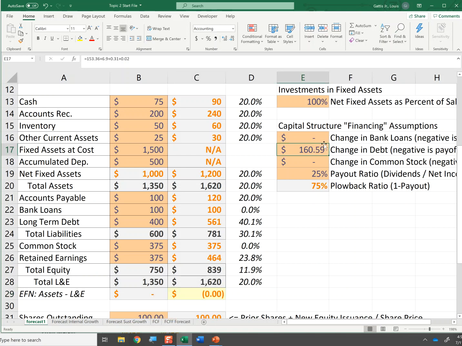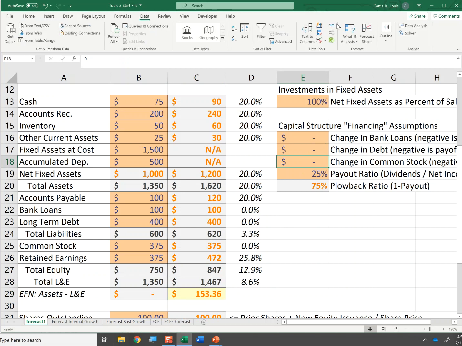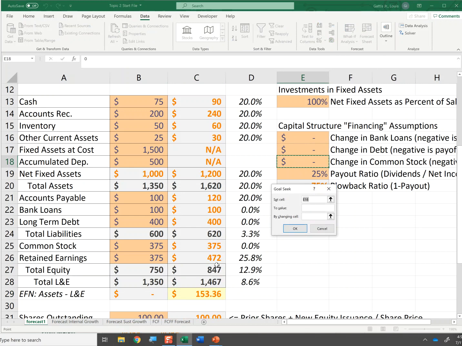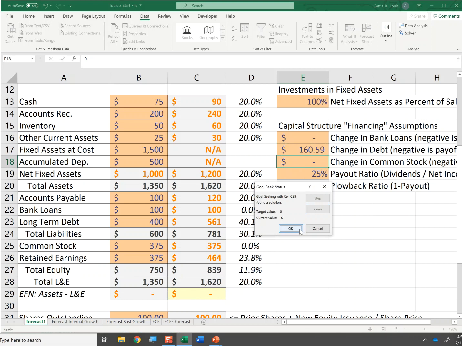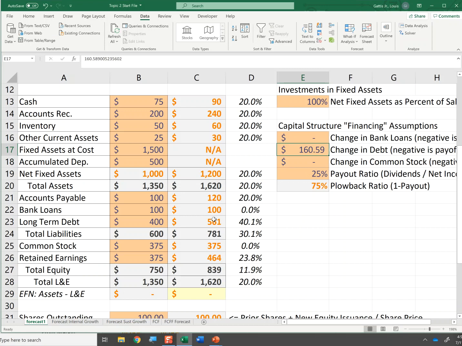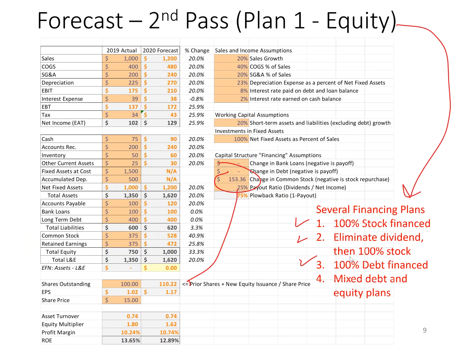Now another way to do this, instead of this iterative process, is to go to Data, What If, Goal Seek, set external funds needed to a value of 0 by changing the debt balance. And there's the 160.59. Hit OK. So that's another way of doing it. It's using Excel's Goal Seek tool. So that's another way. It's 100% financing using debt.